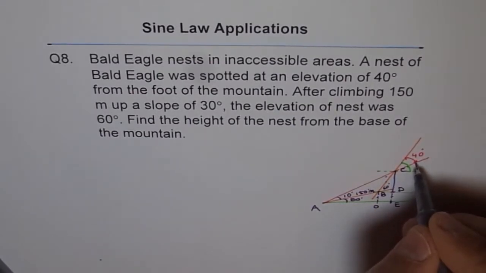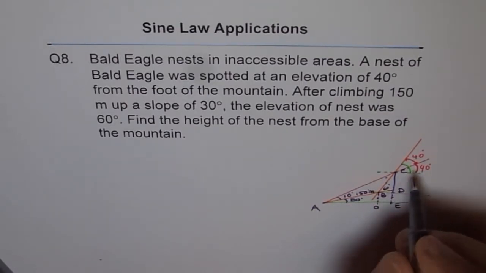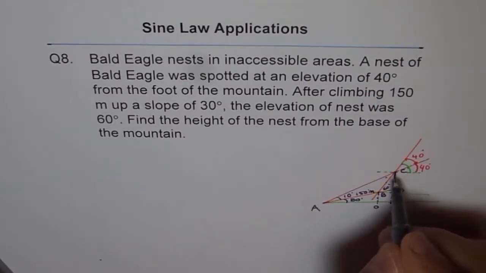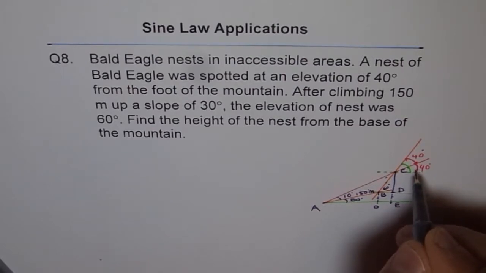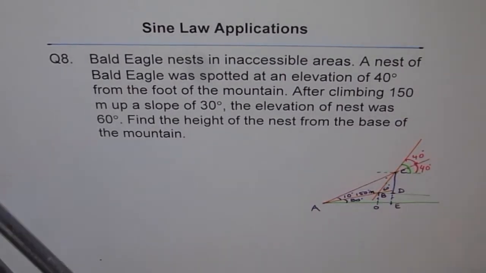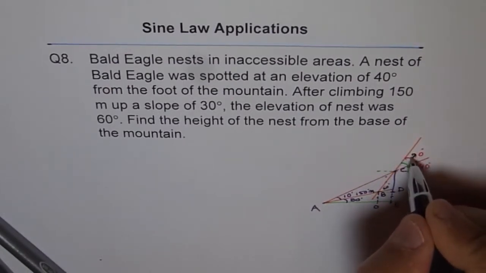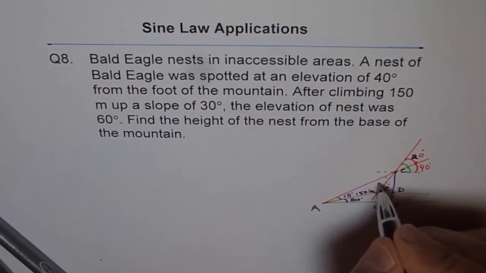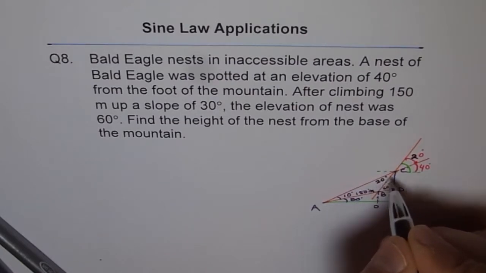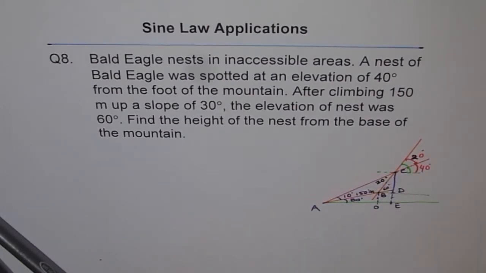No, this is 40 degrees. Sorry. So the angle of elevation is 40 degrees. That means with the horizontal, the angle of elevation is 40. The total is 60, so that becomes 20. Let me correct this. This becomes 20 degrees. And therefore, this angle here is 20 degrees, this vertically opposite angle of 20 degrees. Okay? So I hope you get it.